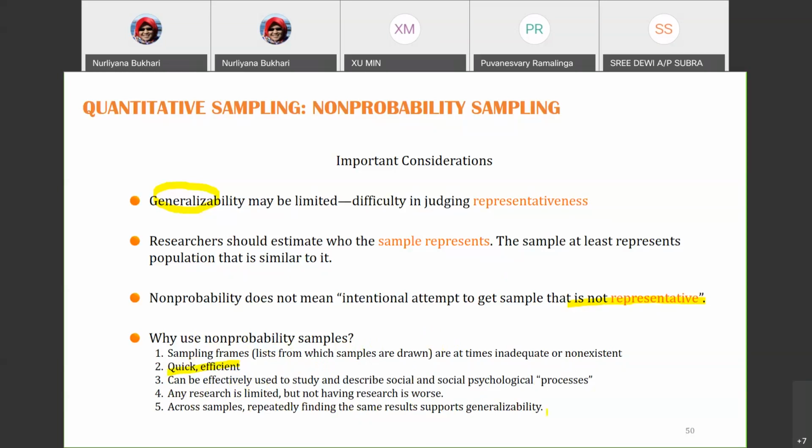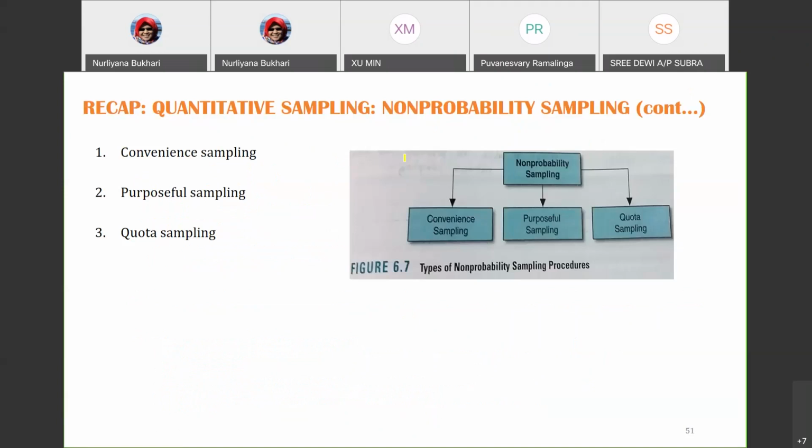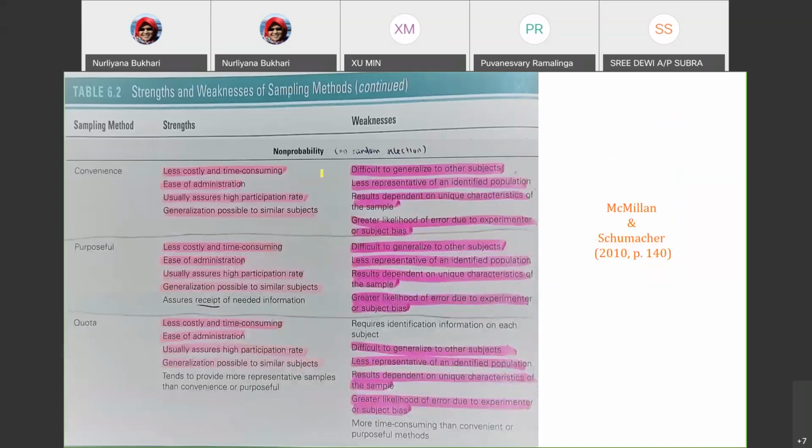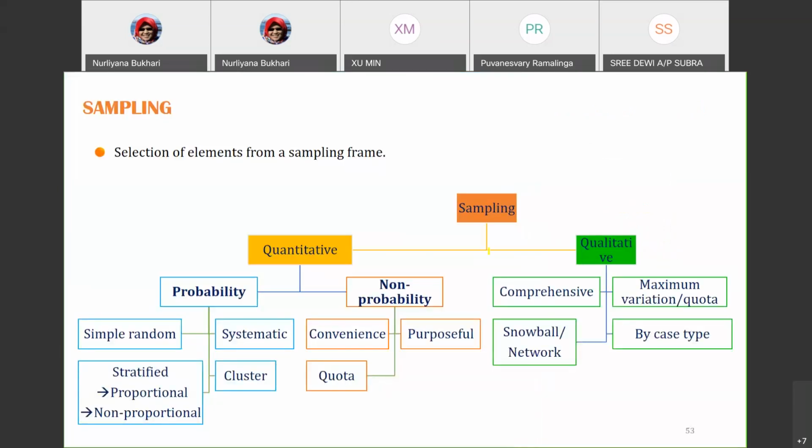Across samples, repeatedly finding the same result supports generalizability. If you are doing it again and again and keep repeating it, then yeah, you'll get the generalizability. But it's hard. Generalizability is really a strong statement to make for your study. People shy away unless you do it long term and really rigorously, like you have a millions research grant. Then yeah, it's generalizable. Generalizable matters, that's what I'm trying to say. There you go, the strengths and weaknesses. No random selection. And yeah, that's it.